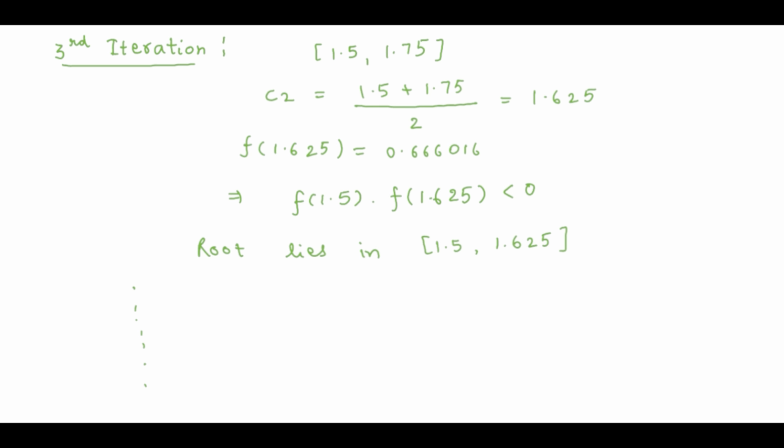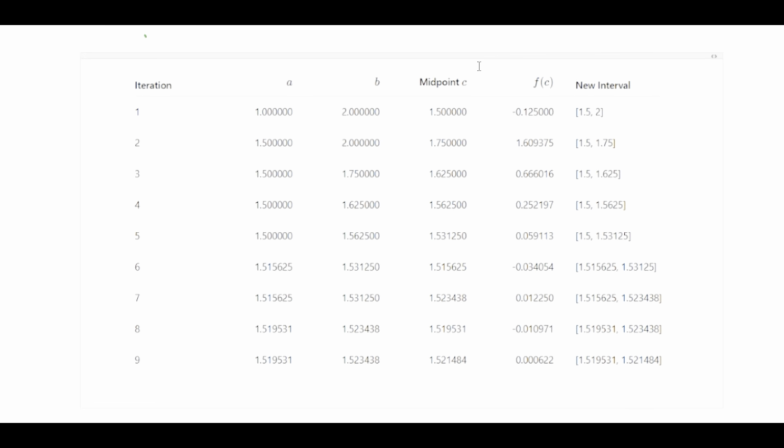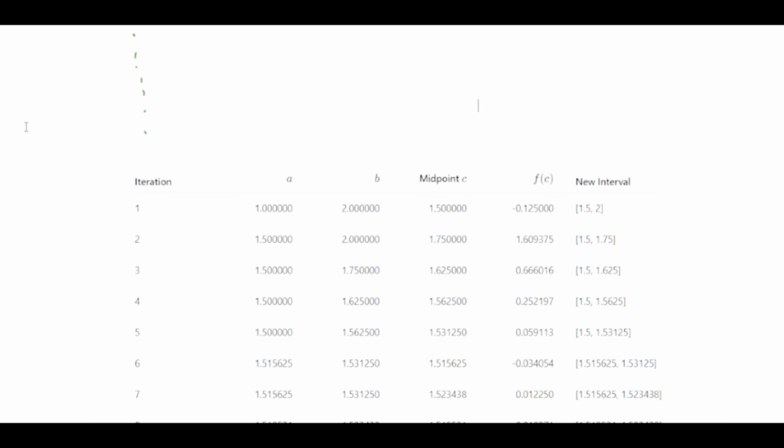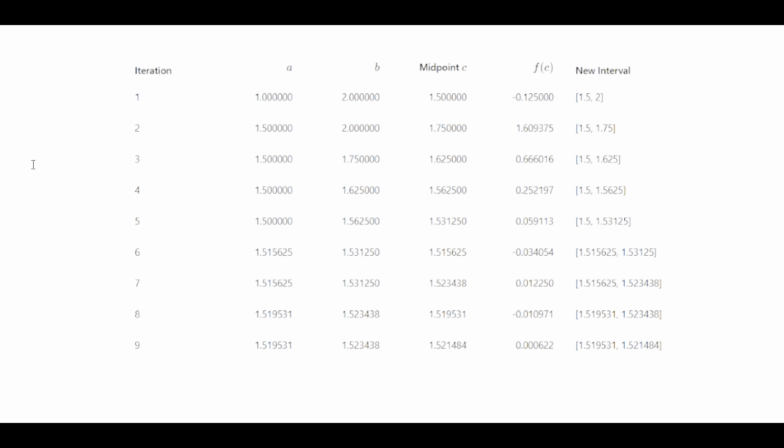And continuing in the same way, after several successive iterations, your approximation might look like this. Once the rounded value remains unchanged over the successive iterations, we can confidently report the answer as 1.21, correct up to 3 decimal places. Now we have seen how the interval keeps shrinking and our approximation becomes better with each iteration.